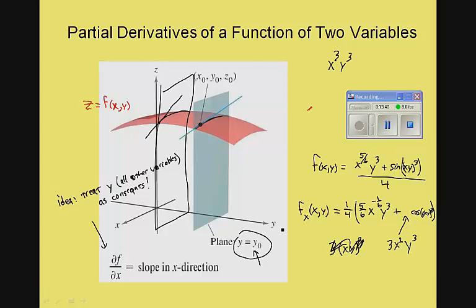Because you can evaluate this partial derivative. See, this partial derivative is also a function of x and y. And so you can evaluate it at any particular x and y. And when you picked that point, what you did was you fixed the plane, you found the curve, you found the tangent line to that curve. Does that make sense? Cool.